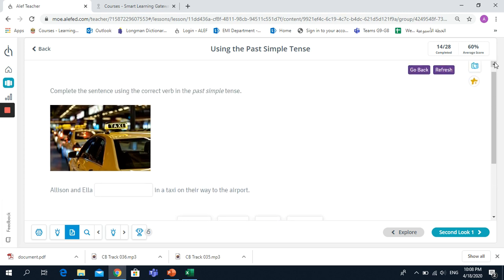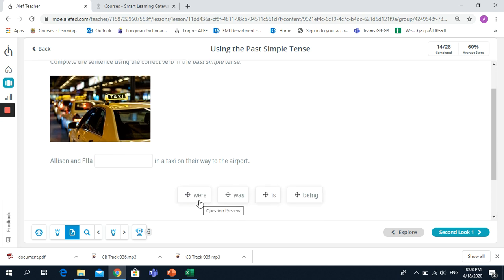Complete the sentences. Use the correct verb in the past simple tense. Alison and Ella space in a taxi on their way to the airport. Alison and Ella, we have were, was, is, and be. Which forms of verbs are in the past? As you see here, we have were and was. So it must be either were or was. There are two people, so it is plural. The pronoun that stands for Alison and Ella is they, and they takes were.